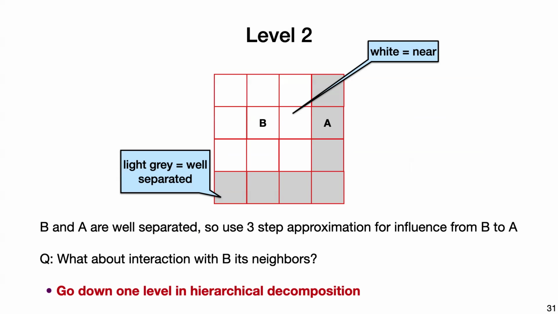And so here we will just consider the force of B onto every one of these boxes. And then you would do something similar, like this box has some far boxes from it, and you would consider the force of this box onto the others. However, we didn't consider what was in the white part, and that's where the recursive decomposition comes in. So what about the interaction of B into its neighbors? We just go down one level in the decomposition.